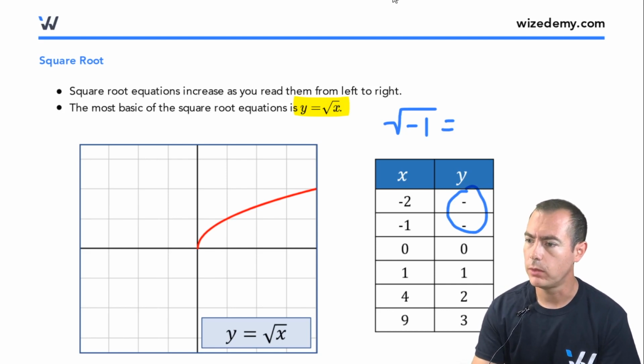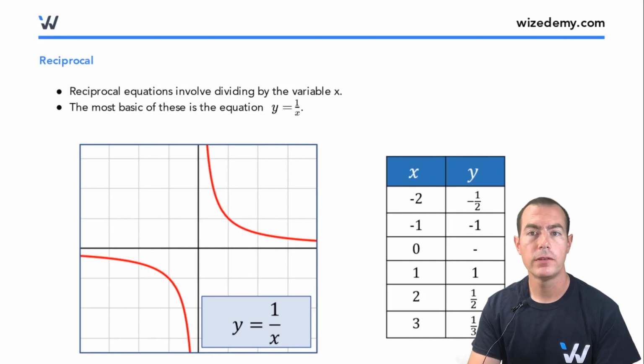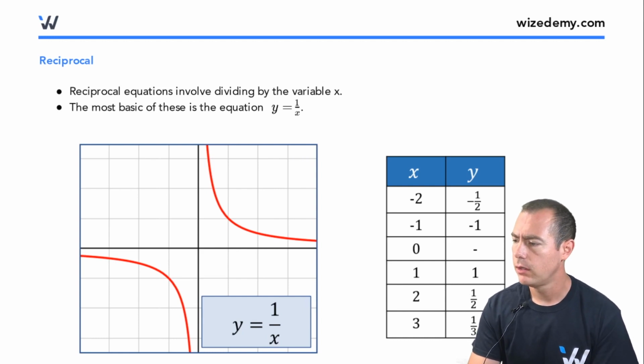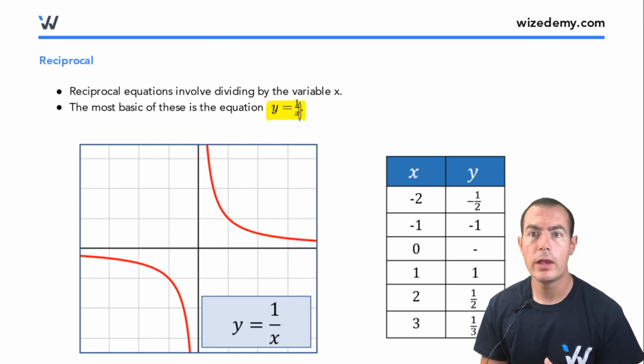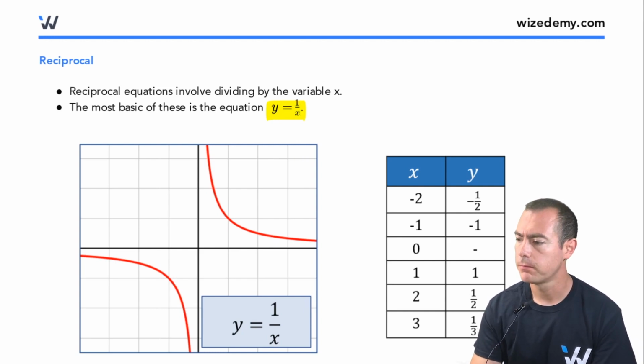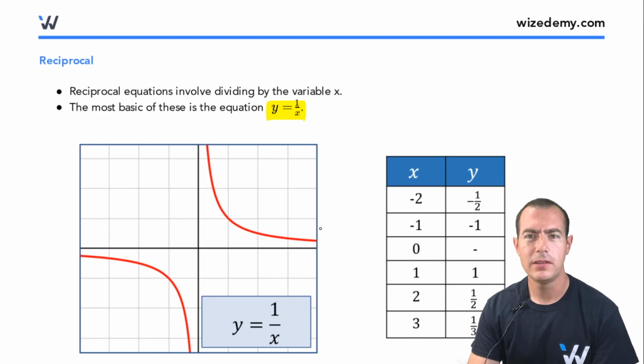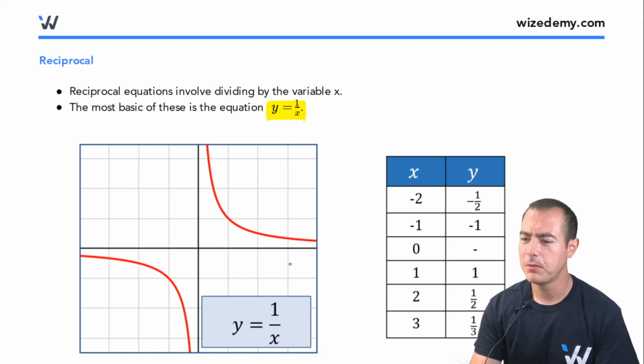All right, moving on to the next one. The next of these will be our reciprocal equations. These are really formed when we're dividing by our variable x. So a really great candidate to look and learn more about this family is the equation y equals 1 divided by x. So fairly simple, but we can see that this graph is very different from some of those others.